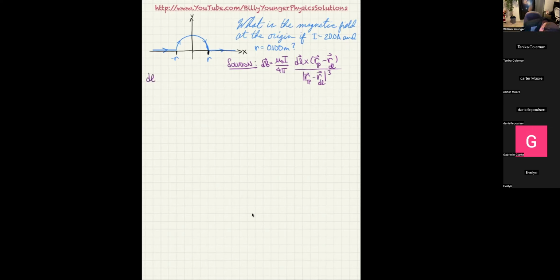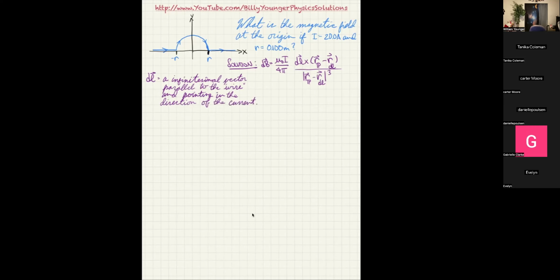dl is an infinitesimal vector parallel to the wire and pointing in the direction of the current.